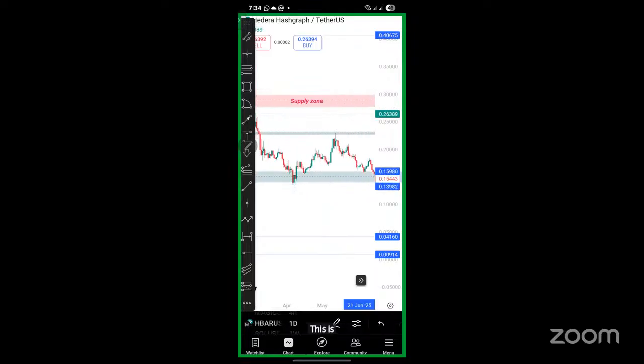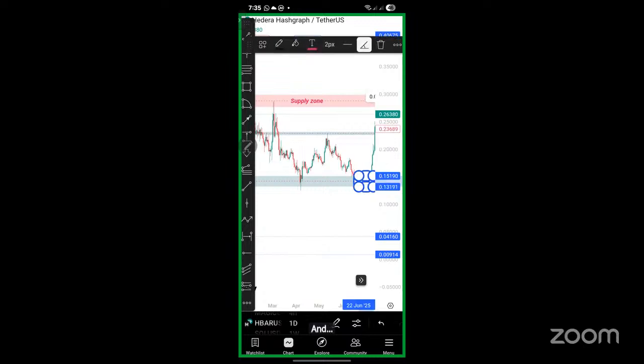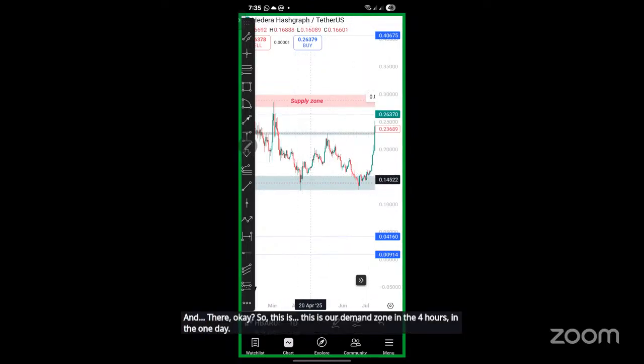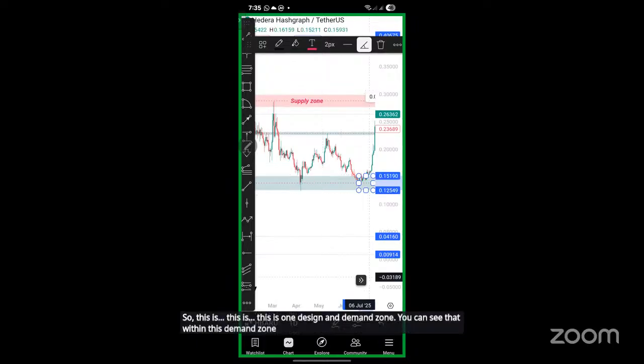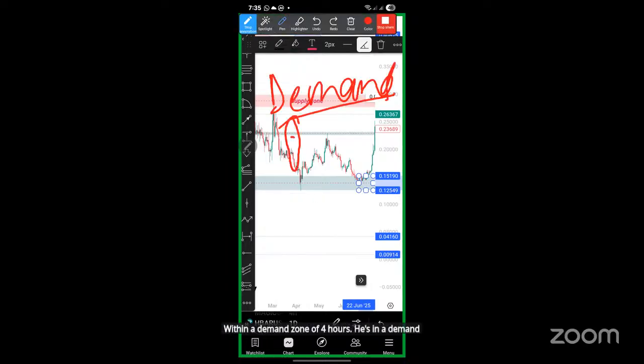This is the candle that I wanted. That is the kind of interest. So this is our demand zone on the 4 hour and the 1 day. This is the demand zone. You can see that within the demand zone of the 4 hour, we have a double bottom.